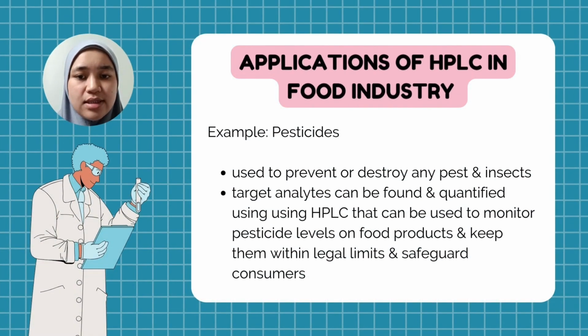Next is the applications in the food industry. HPLC is used to ensure quality control in the food industry. For example, pesticides are used to prevent or destroy any pests and insects. Target analytes can be found and quantified using HPLC, which can be used to monitor pesticide levels on food products, keep them within legal limits, and safeguard consumers.